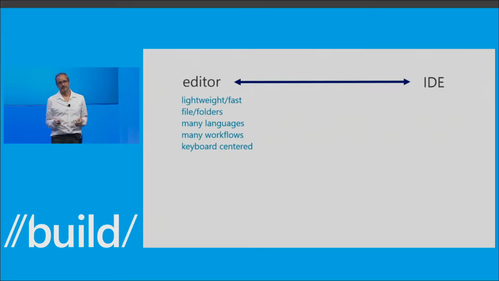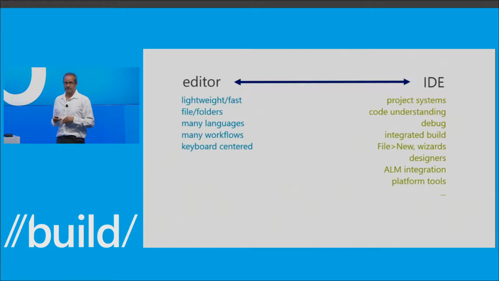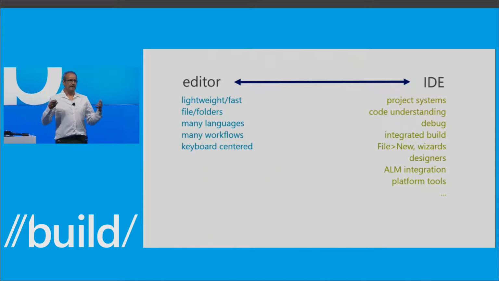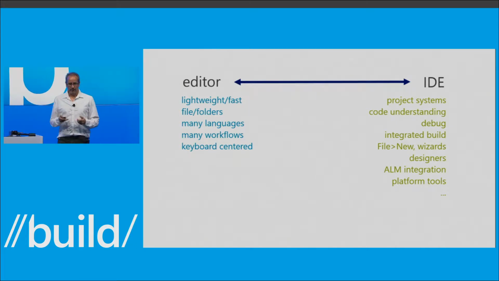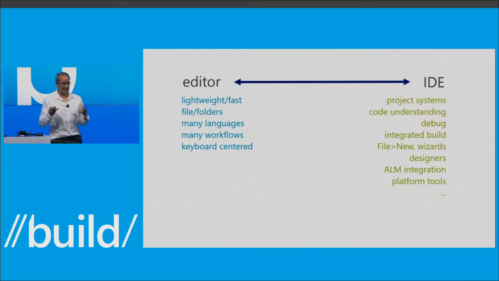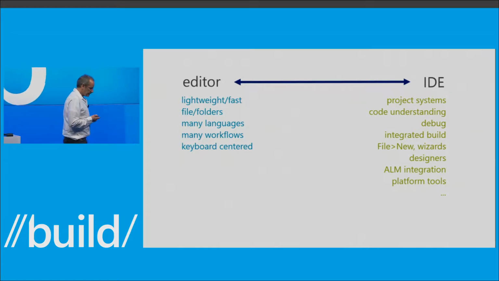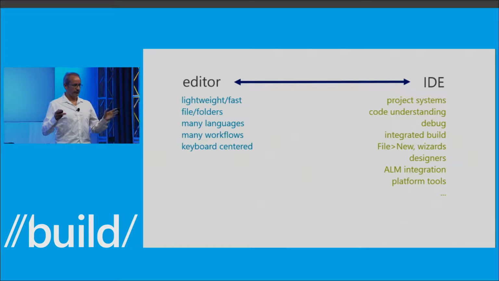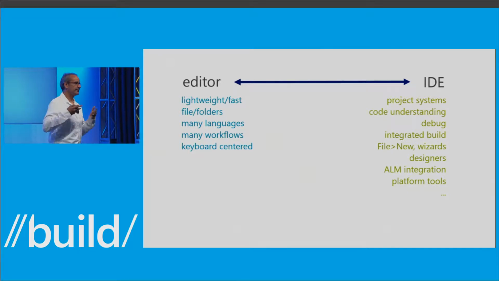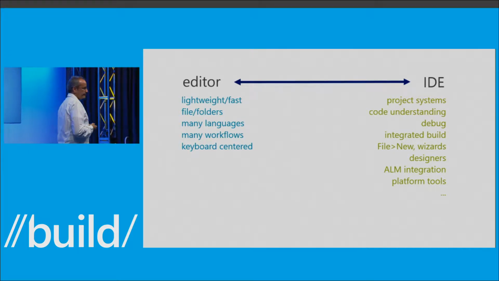However, there are also IDEs, and IDEs also have lots of strengths. They really know about your code in a project system. They're very strong when it comes to understanding your code. They give you IntelliSense, they give you refactoring, all this deep knowledge of the code. They give you debugging. Who doesn't want that, right? They have an integrated build system, incremental, whatever. They have File New wizards to scaffold new code. They have wizards all over for doing almost anything. They have designers, they have ALM integration, and they have platform tools.